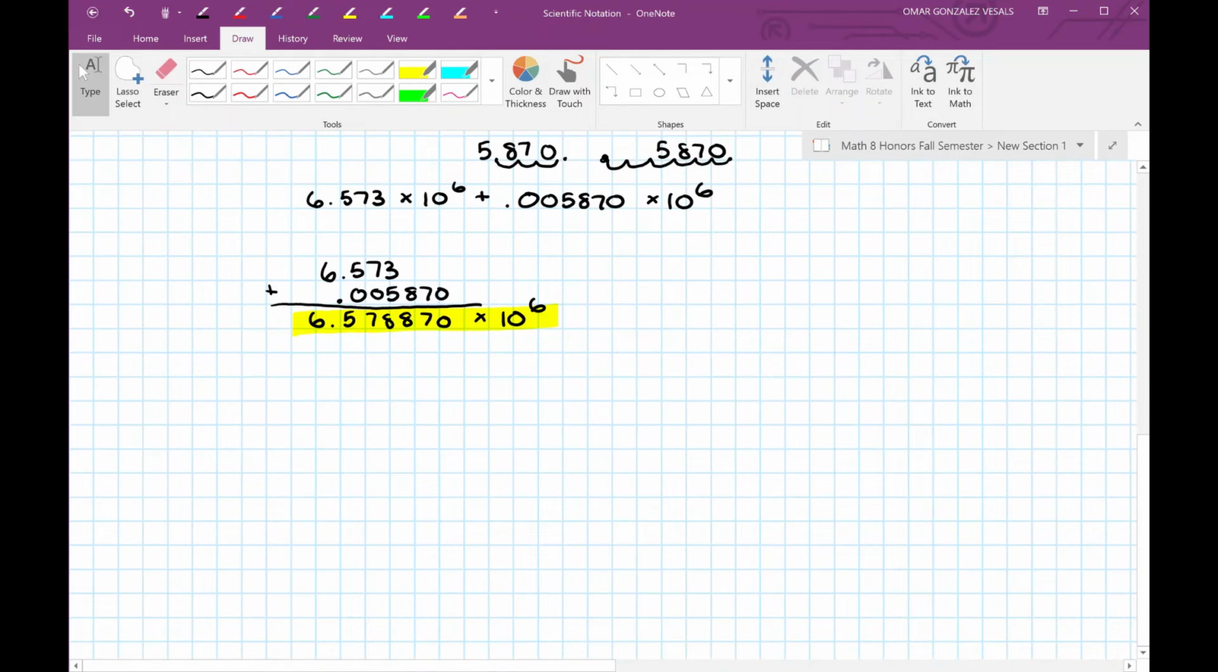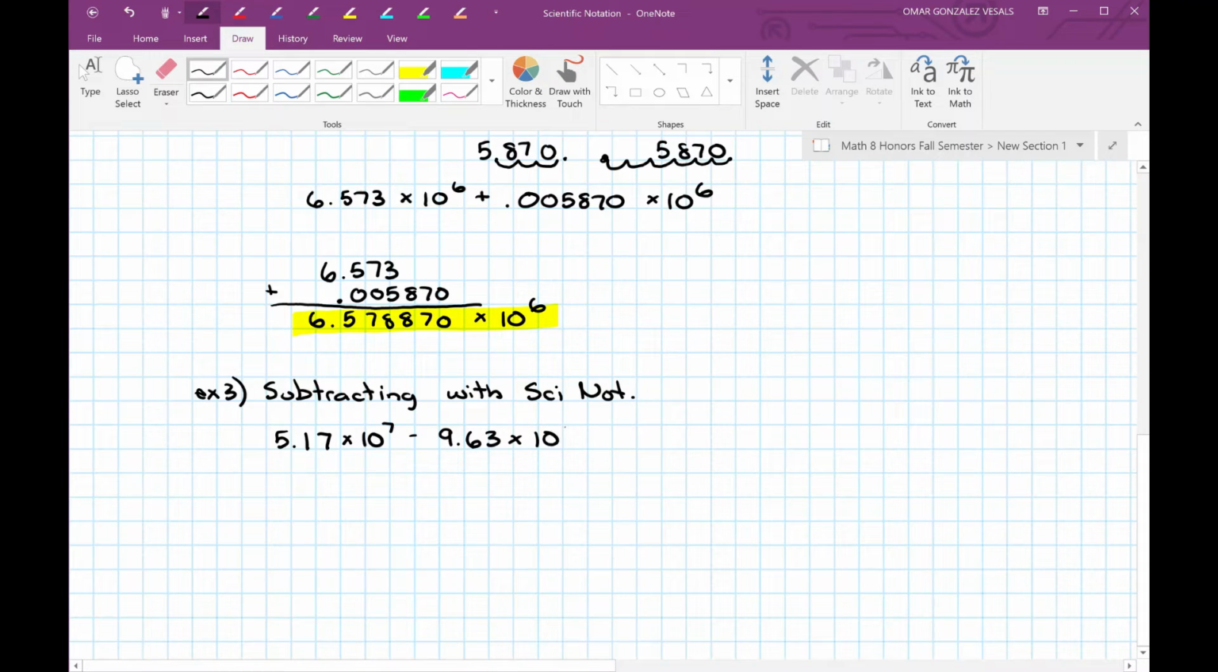Let's try some with subtraction. See what you guys can do with that.